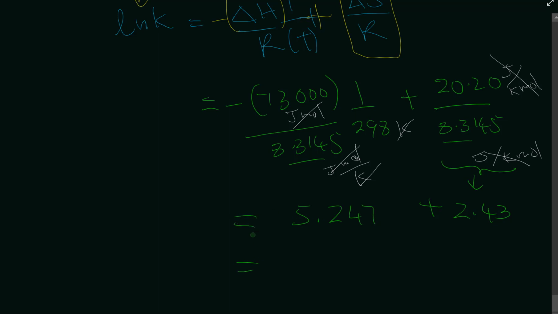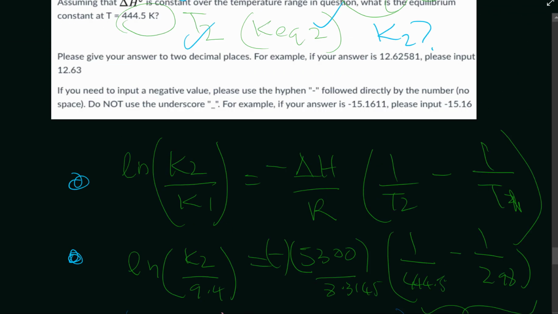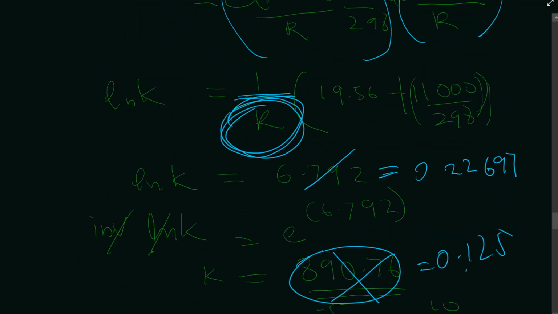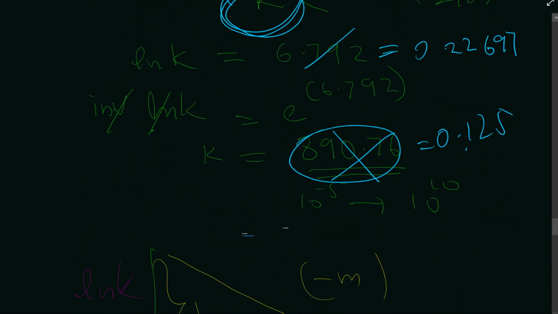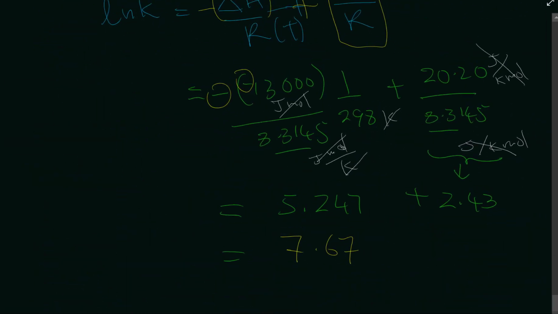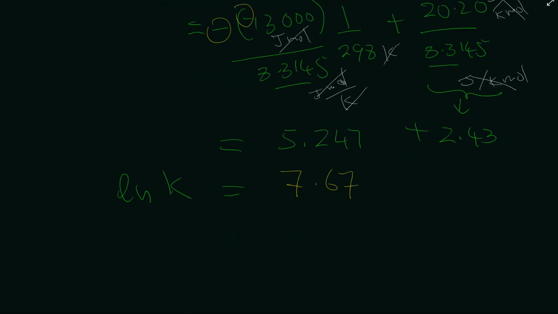Yes. So now you can just add the numbers together and then you get that, right? So that's the ln k. Now 7.67, that's from yesterday's class. Let's see. Yes, so now we have that, that's the ln k.